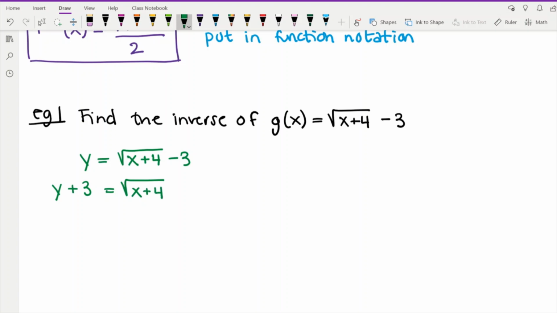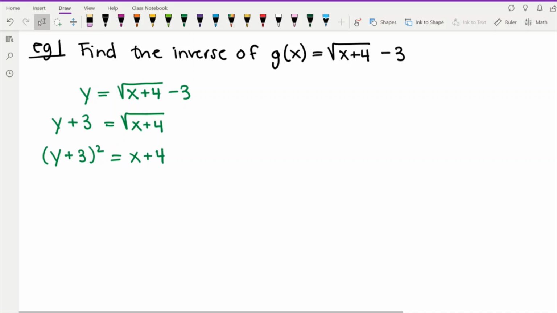So what would be our next step? Well, to get rid of the square root, we have to square both sides. So we get y plus 3 squared is equal to x plus 4. And then what's the next step in isolating x? Well, we need to subtract 4 from both sides. So we get y plus 3 squared minus 4 is equal to x.